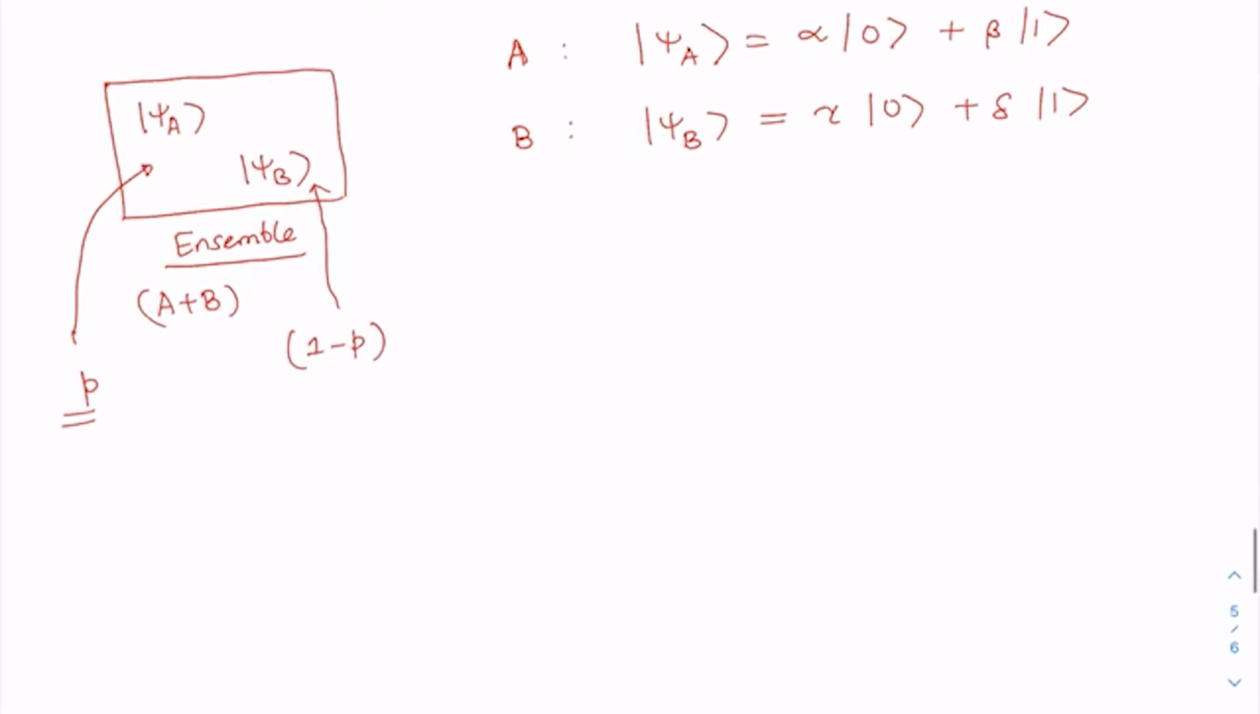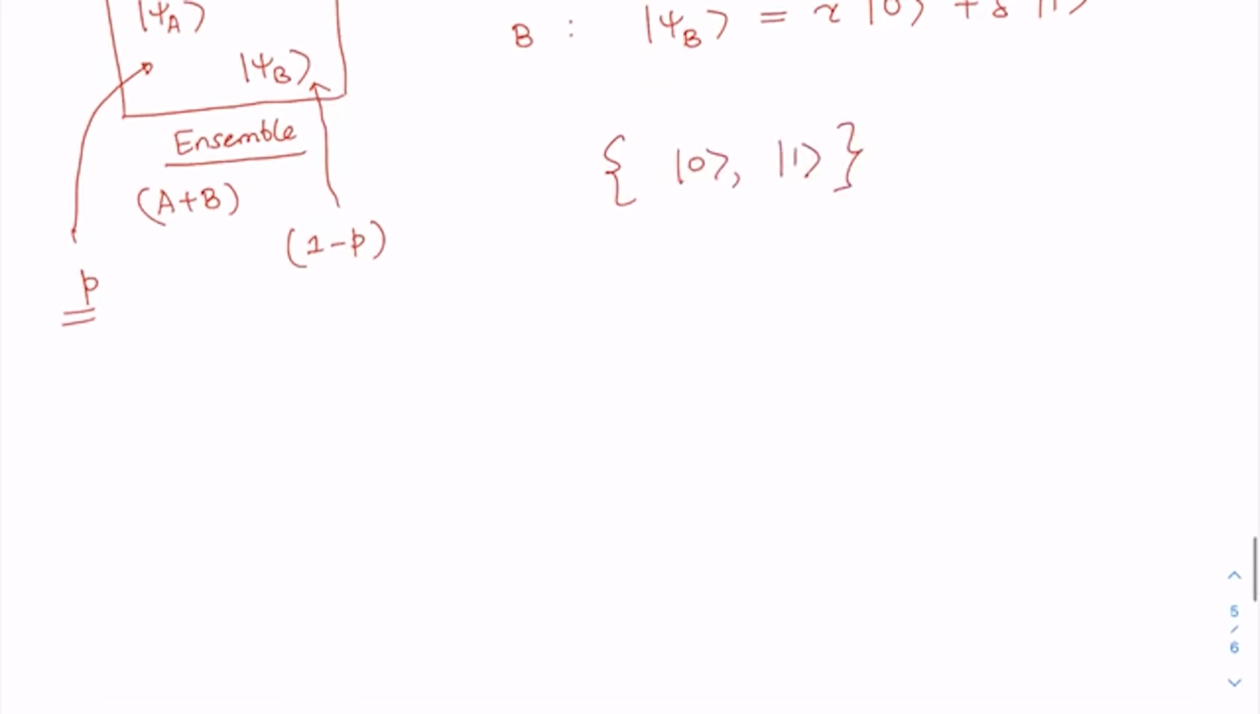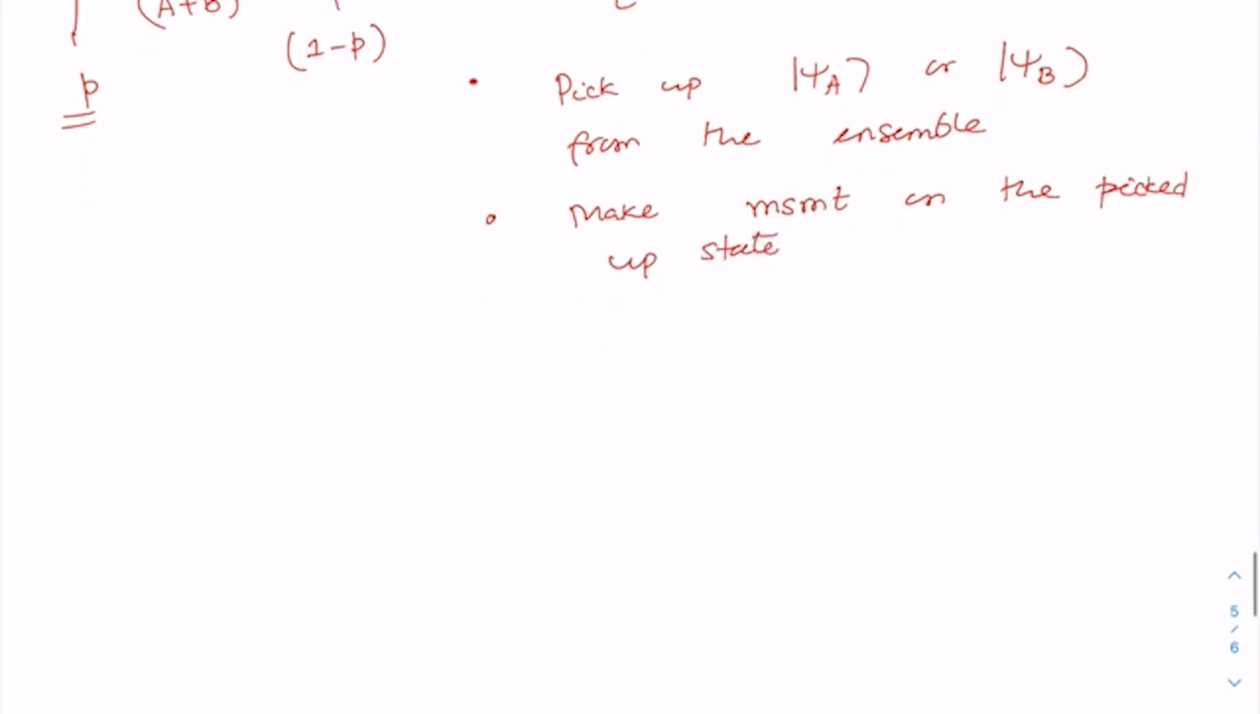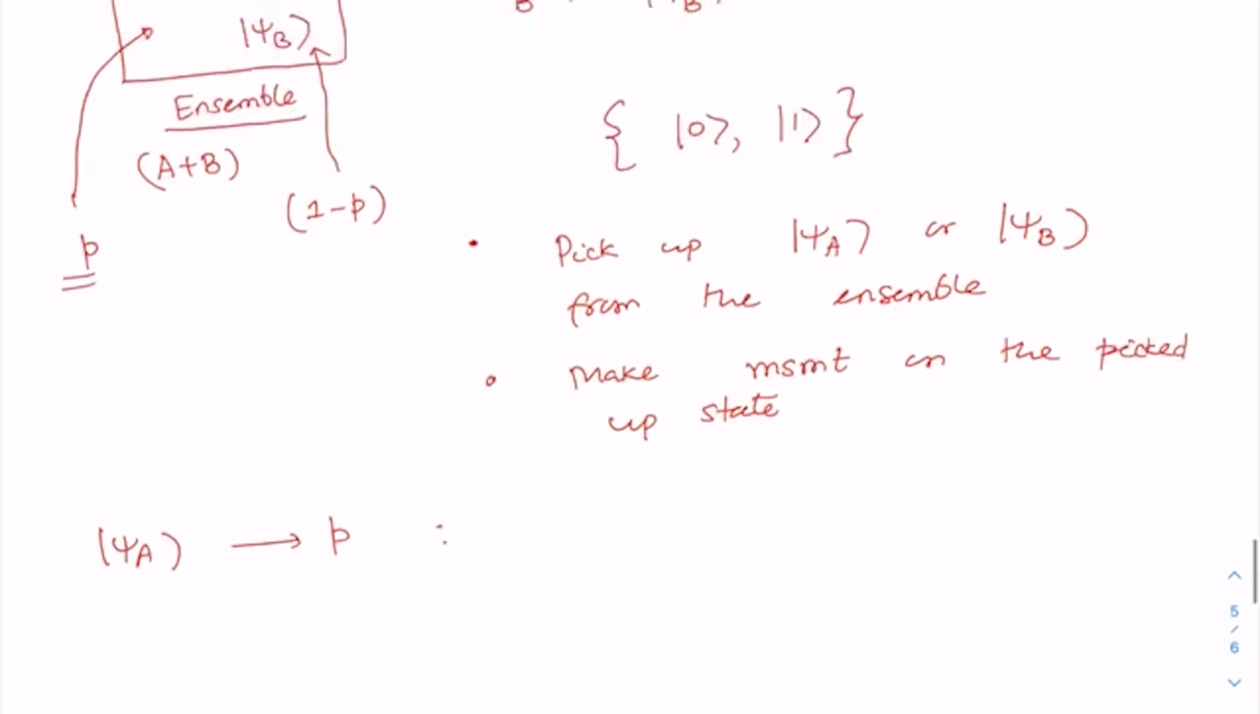Now the question is what one will get if a measurement is made in the basis states, say |0> and |1>. So actually in this measurement two processes are happening. First of all, one has to pick up either psi A or psi B from the ensemble, and next make a quantum measurement on the picked up state. All right, now say psi A is picked up. Psi A is picked up from the ensemble with classical probability P. After it is picked up, we make a measurement on the state psi A.